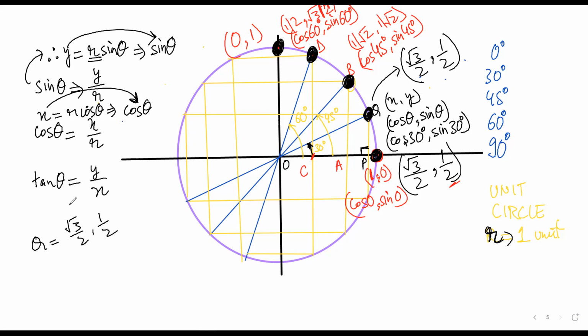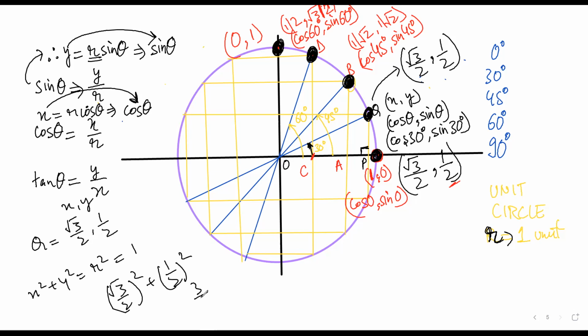Now, if you have understood this is x, this is y, and my x square plus y square is equal to r square, in this case r is 1. So is my x square plus y square equal to 1? Let me check. So root 3 by 2 square plus half square is equal to 3 by 4 plus 1 by 4 is equal to 1.